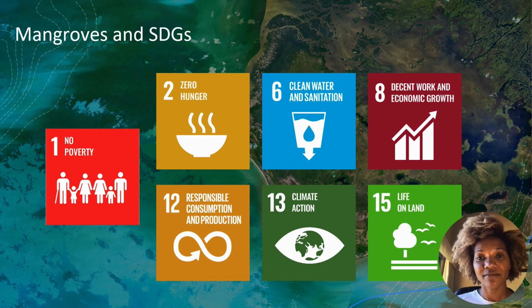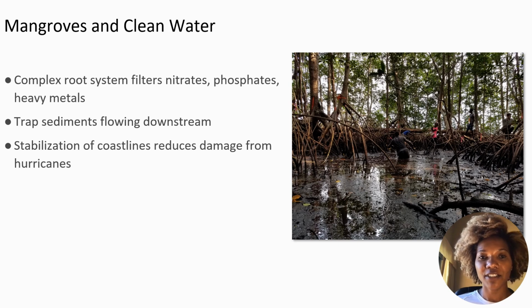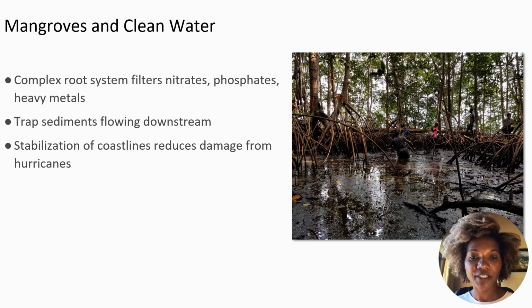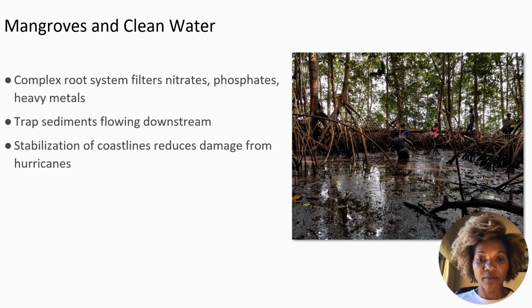Mangroves are under the clean water SDG because they contribute to cleaner water in multiple ways. Because they have complex root systems, they're able to filter nitrates, phosphates, and heavy metals out of the water. They also trap sediment that is flowing downstream, which allows the water to become cleaner. And because they are coastline stabilizers that protect the coastline from storms coming from the ocean side, they also reduce damage from hurricanes, storms, or large waves, also increasing clean water.